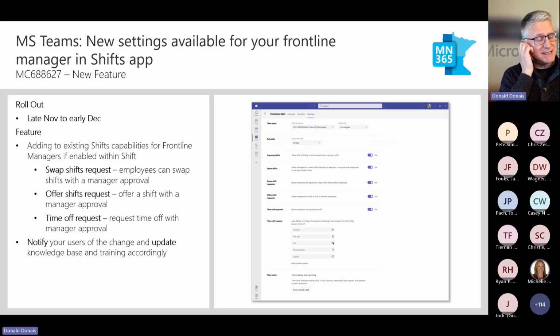Okay, continuing on the Teams side of things, there was an update that's coming up here late November and early December, new settings for frontline managers and shifts. If you are utilizing Shifts, which is an app inside Teams that allows you to help manage and schedule shifts within your organization, you are getting a little bit more ability for those managers to approve. So it's more on the approval side of things within the shifts themselves, right? Employees can swap something, but then the frontline manager needs to approve swap of shifts requests, offer shifts requests, or even time off requests.